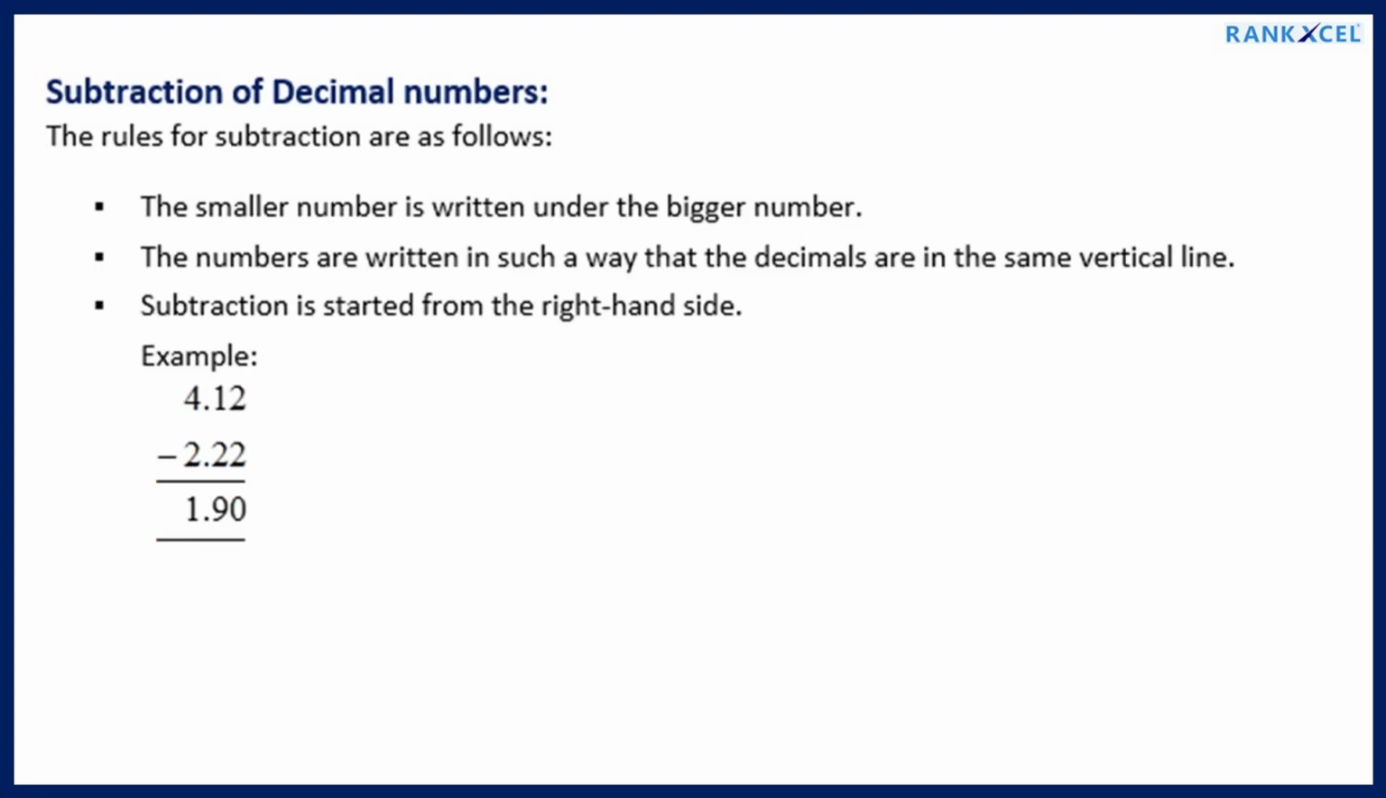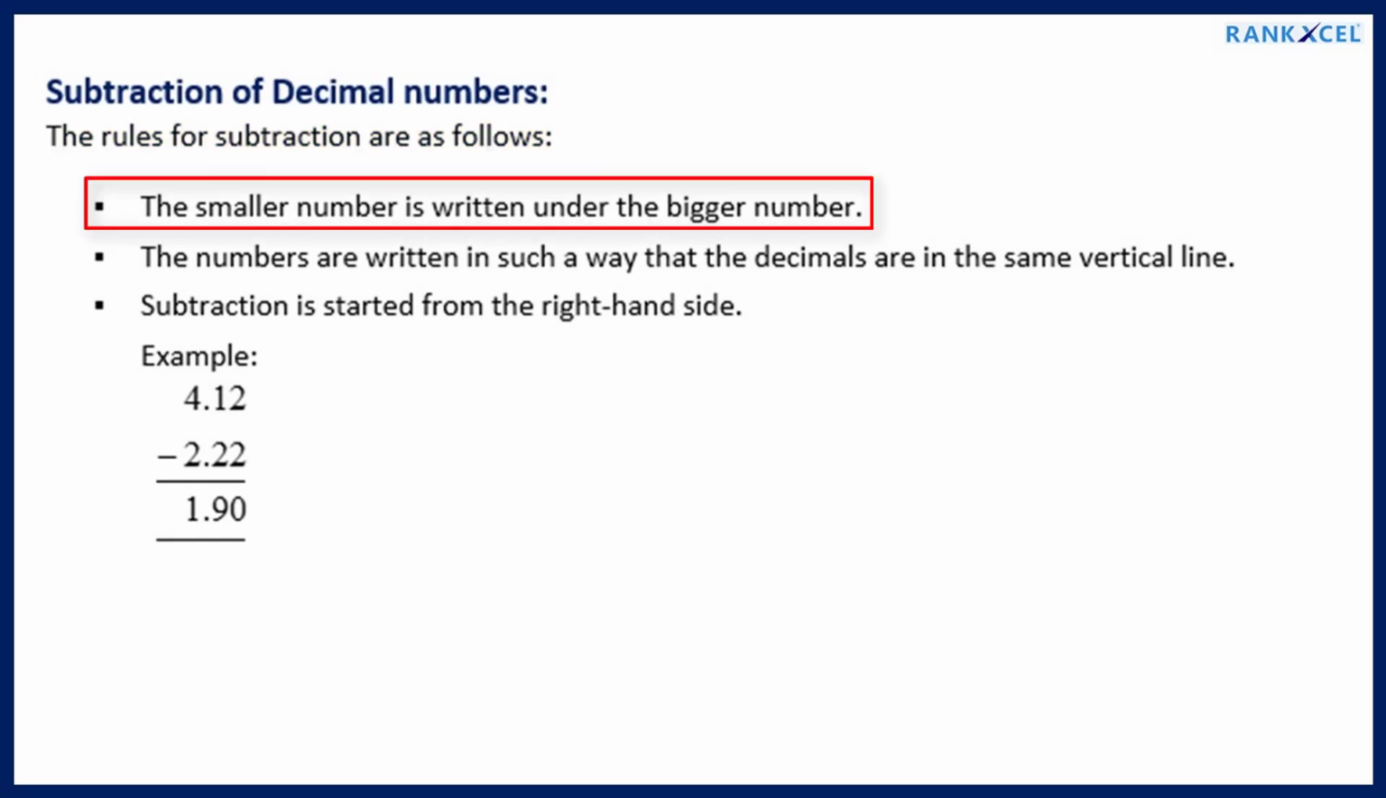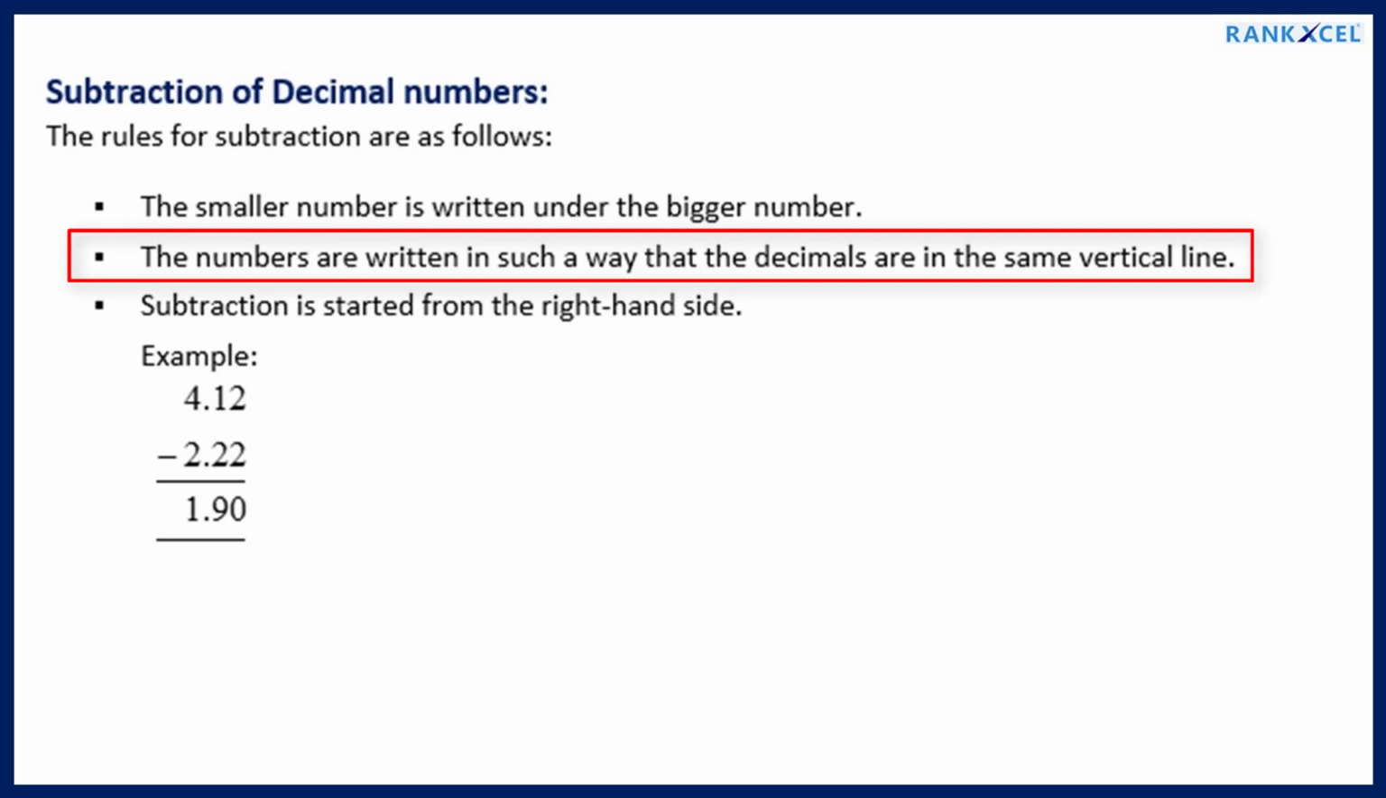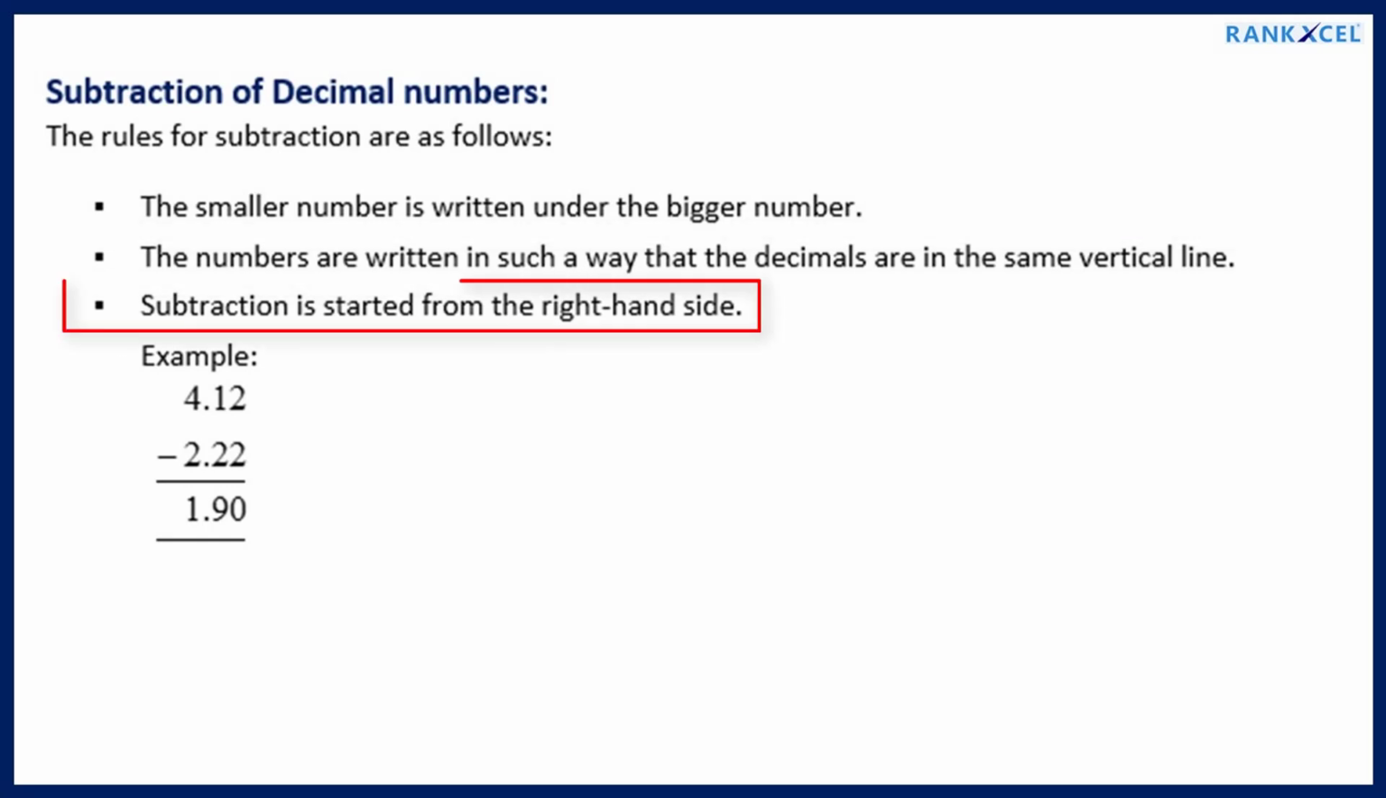Subtraction of decimal numbers. The rules for subtraction are as follows. The smaller number is written under the bigger number. The numbers are written in such a way that the decimals are in the same vertical line. Subtraction is started from the right-hand side. Example.